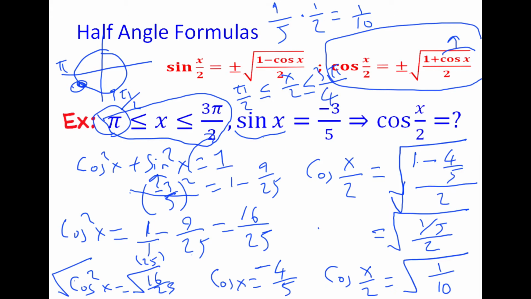So as you can see, our angle is greater than or equal to pi divided by 2, which is this line, right? This is pi divided by 2, if you remember. So that means our angle is somewhere here, in this second quadrant. In the second quadrant, cosine is negative. That means the result is going to be negative square root of 1 divided by 10, guys.